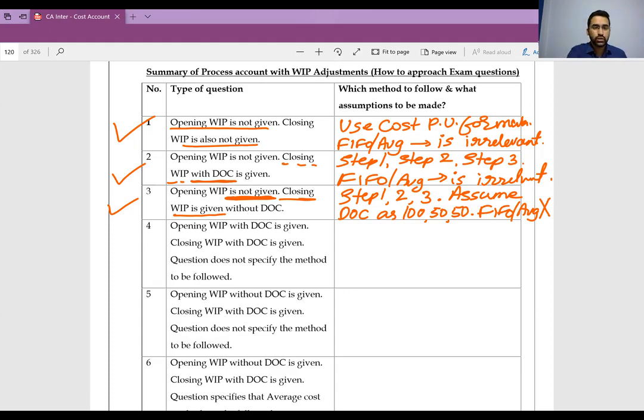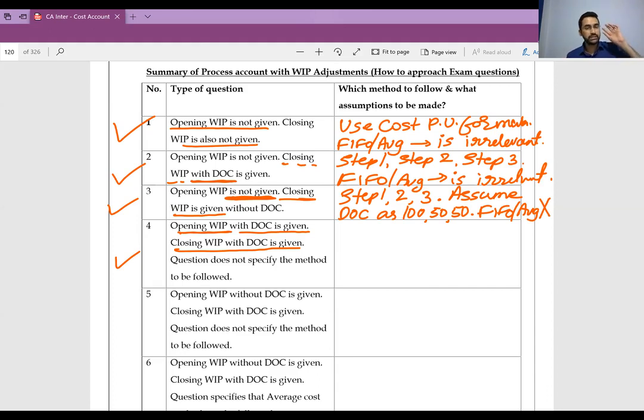Done. Type of question number 4. Opening work in progress with the DOC is given. Closing WIP with the DOC is also given. Question does not specify the method to be followed. Now look at this. When they don't specify the method, we are free to use either FIFO or average cost. But between these two, you should always try and work out under FIFO method first. If FIFO is not possible, only then average cost method.